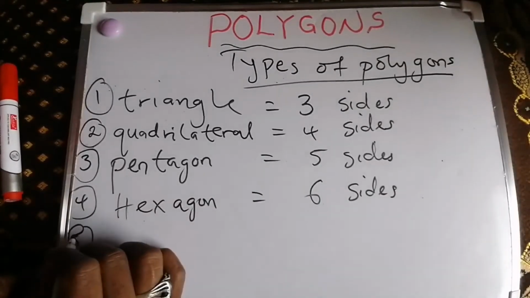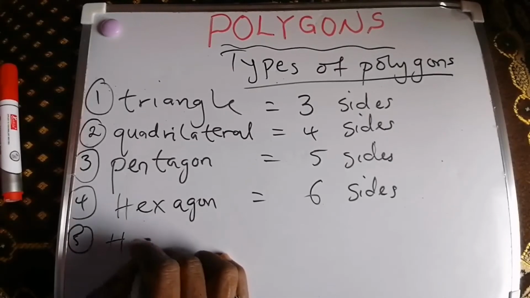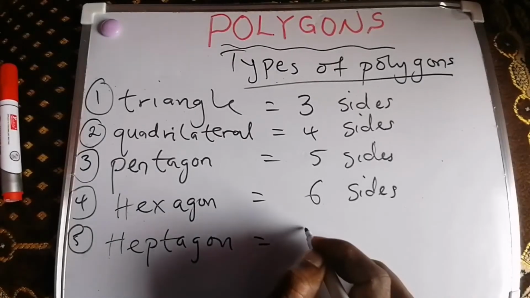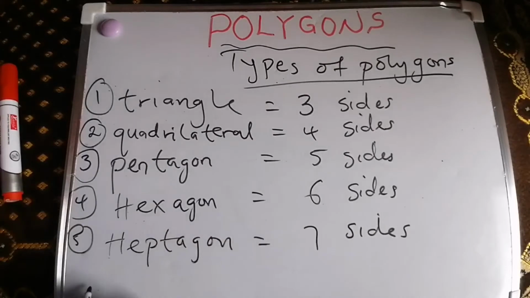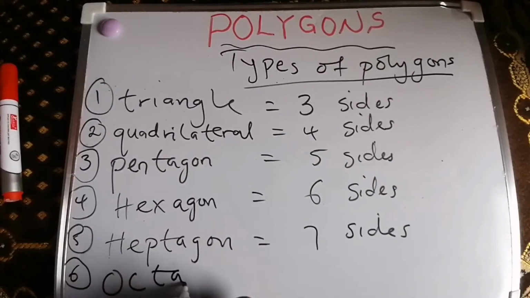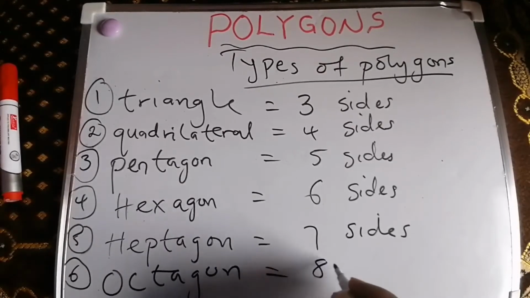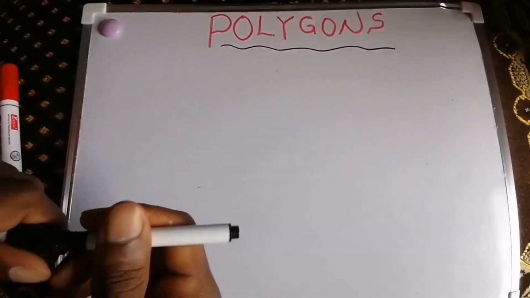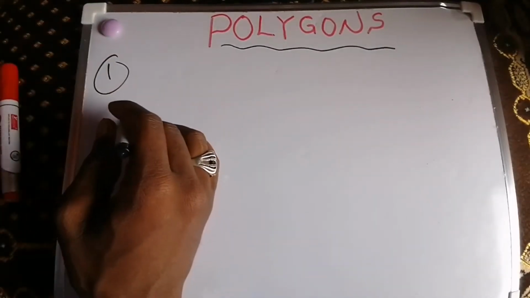So number five, we have heptagon. So heptagon has seven sides. Then we have octagon. So octagon has eight sides. So let's start with our first polygon. Our first polygon is triangle.